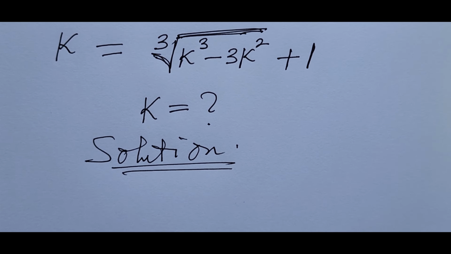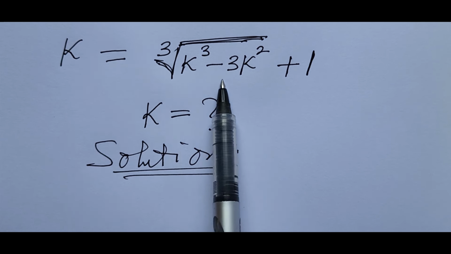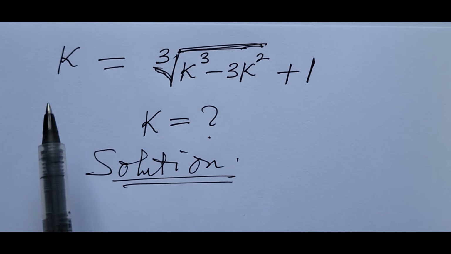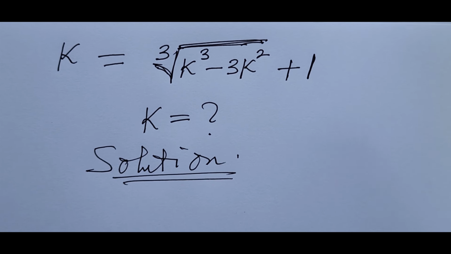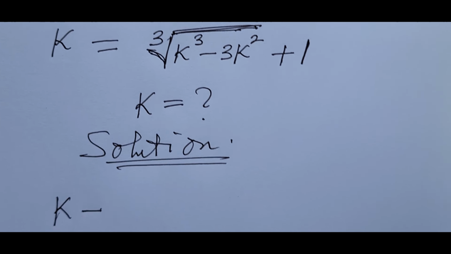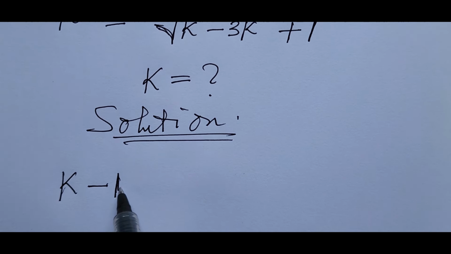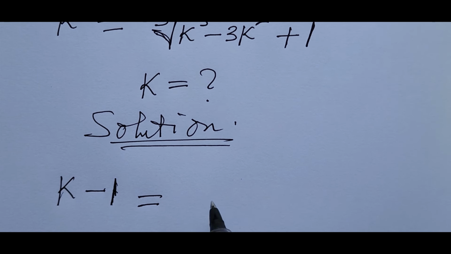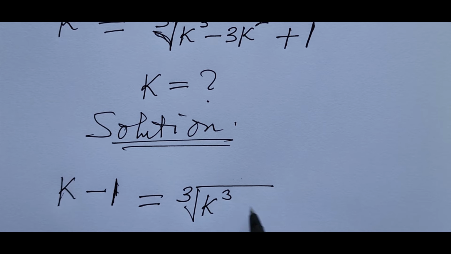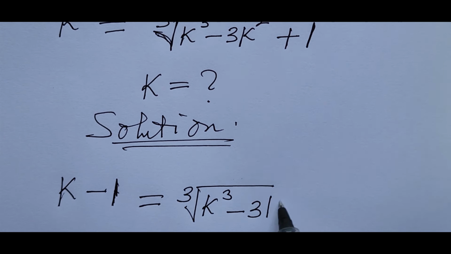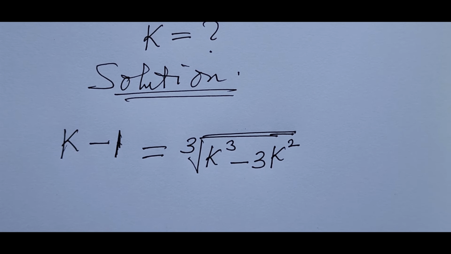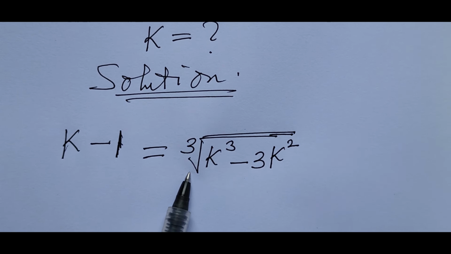Now, the first thing we're going to do, we have a cube root radical here. We want to move the quantity that is attached to it to this side of the equation. So doing that, this gives us k minus 1 is equal to the cube root of k to the power of 3 minus 3k to the power of 2. Easy, right? Okay.